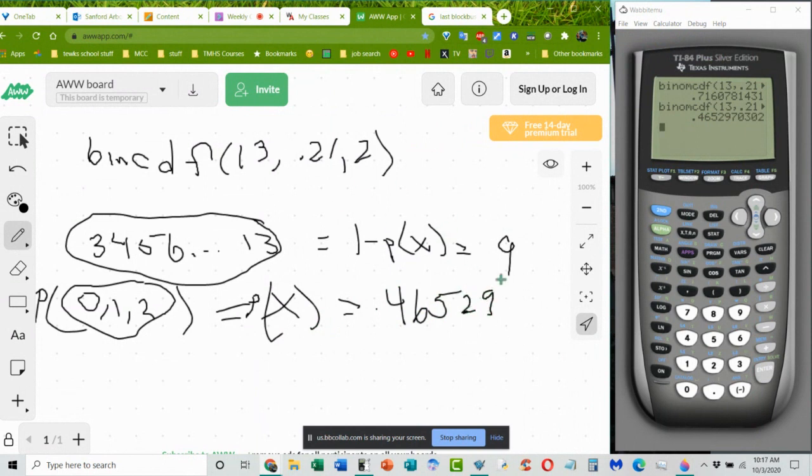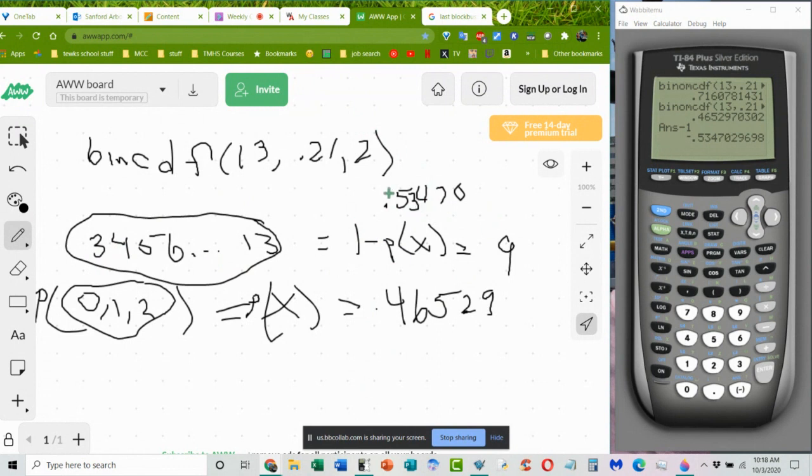0.46529. So the probability of this occurring is 1 minus that. So if I just do minus 1 and ignore the negative sign, I get 0.53470. So I'm going to round and take that to four decimal places, and so this is my answer. So the probability of getting three or more is 53%.